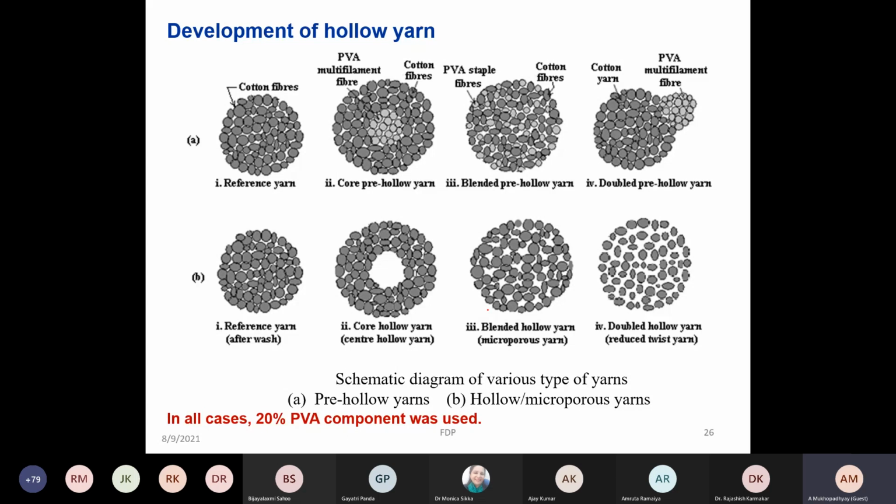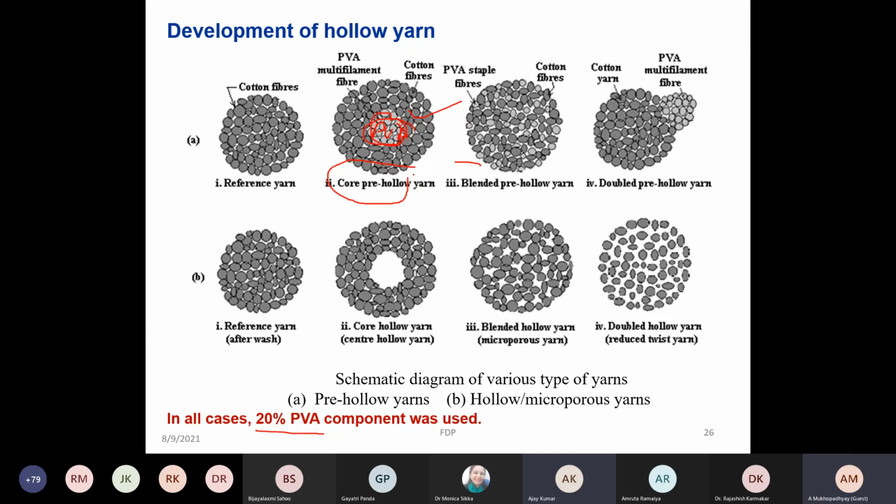This is another development, hollow yarn. This is a part of one of my student's PhD work. So hollow yarn can be produced in different ways. You can have the core, you can have hollow. Okay, because PVA can be used inside the structure and the PVA can be dissolved after you make the fabric. And 20% PVA is used in this kind of construction.